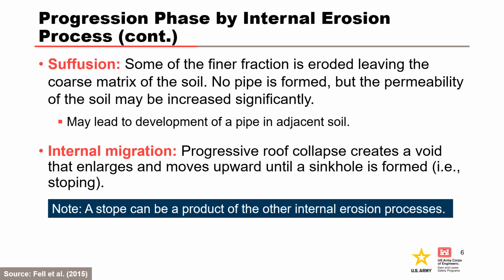For internal migration, progressive roof collapse creates a void that enlarges and moves upward in the embankment until a sinkhole is formed, resulting in stoping. A stope can also be the product of other internal erosion processes.